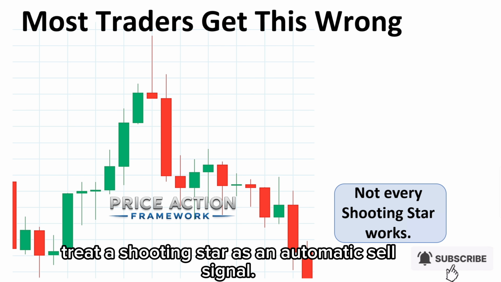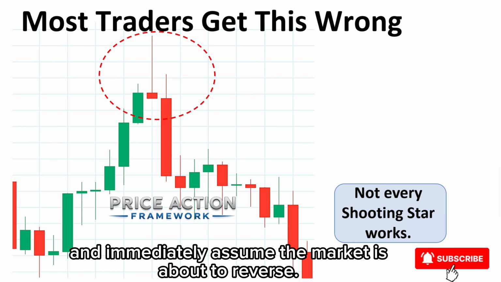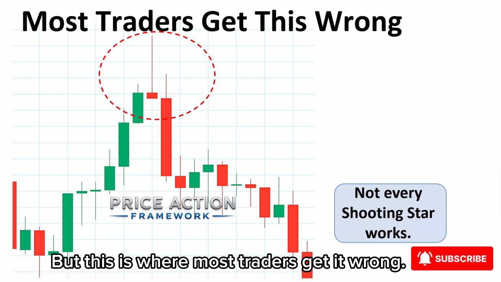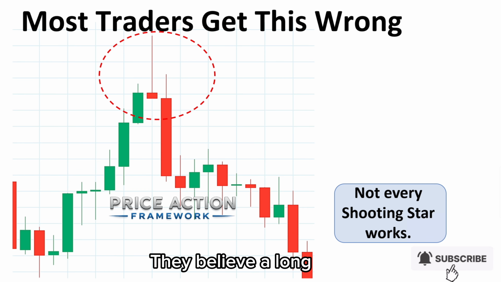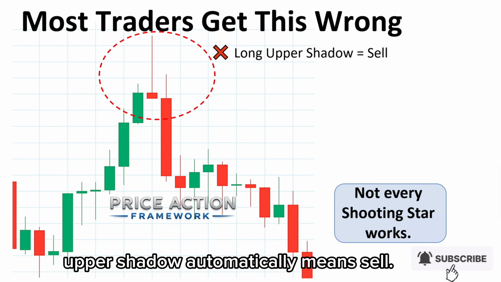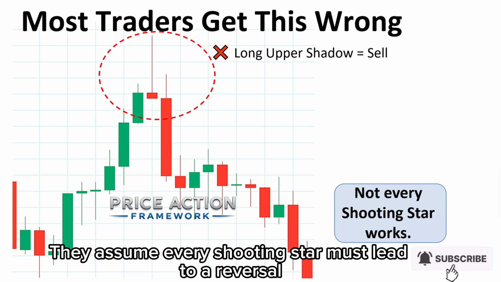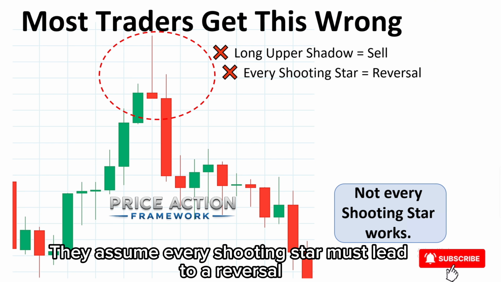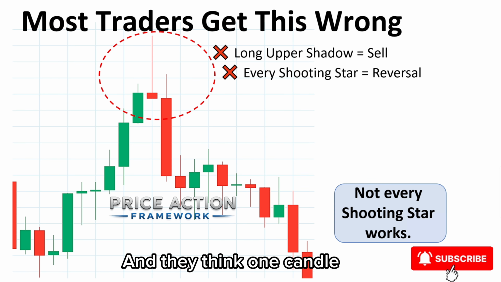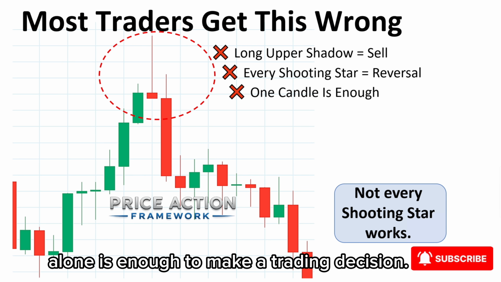Most traders treat a shooting star as an automatic sell signal. They see a long upper shadow and immediately assume the market is about to reverse. But this is where most traders get it wrong. They believe a long upper shadow automatically means sell. They assume every shooting star must lead to a reversal. And they think one candle alone is enough to make a trading decision.